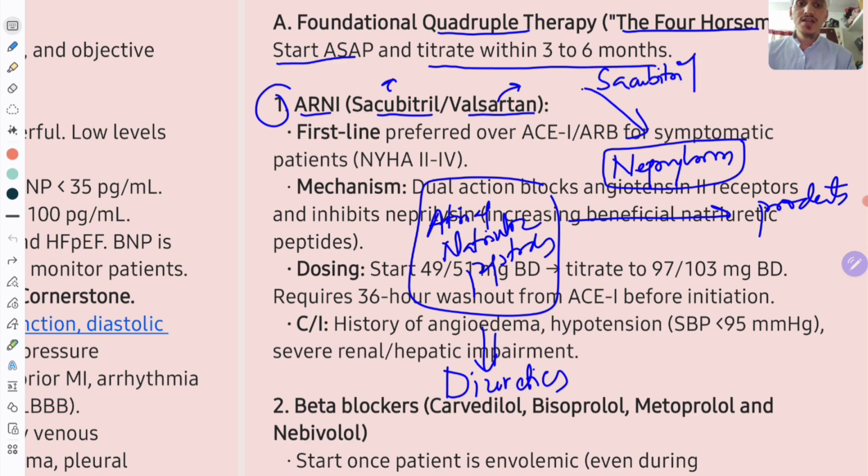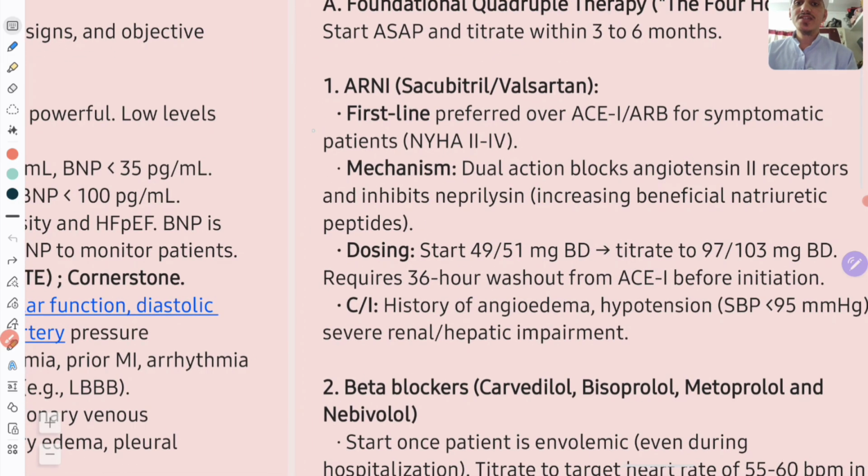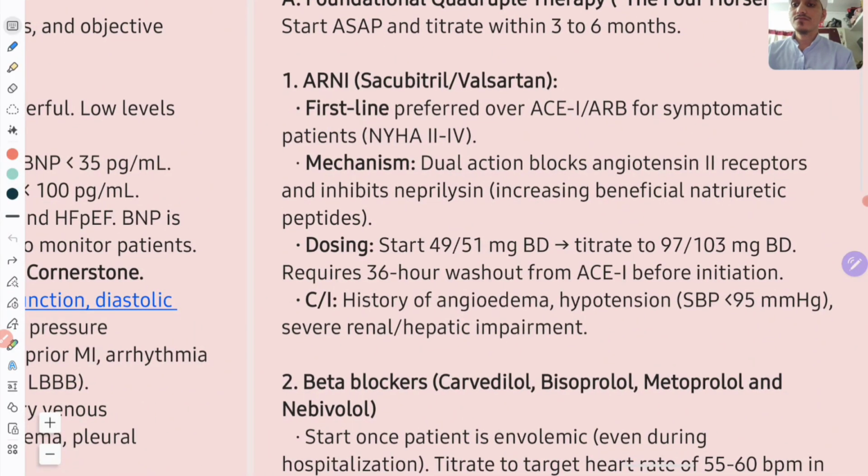So that's how these will be preserved, and these will cause more and more diuresis. And in the coming flowchart you will see the effect of each drug, how much they reduce the mortality of the patients. Now this is the first line preferred over ACE inhibitor or ARB for symptomatic patients of class 2 to 4. Mechanism is dual action: it blocks angiotensin 2 receptors and inhibits neprilysin, increasing beneficial natriuretic peptides.